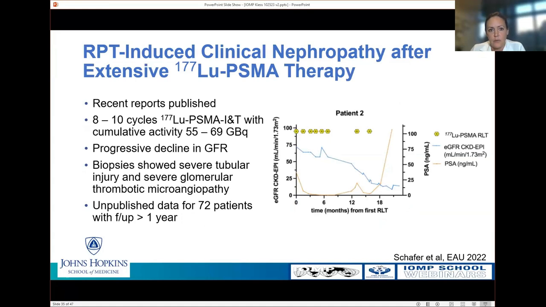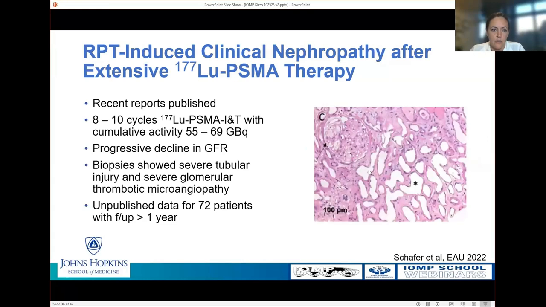There's also been several recent reports of radiation-induced clinical nephropathy after extensive lutetium PSMA therapy. So in patients that got more than 6 cycles of lutetium PSMA, if you follow long-term, some of them develop tubular injury and glomerular microangiopathy. So this is an example recently published of a patient with the progressive decline in the glomerular filtration rate, and these are the doses of lutetium PSMA radioligand therapy, and several patients had biopsies that demonstrated specific radiation nephropathy that would be correlated with PSMA therapy. And there is a pending publication from this group with 72 patients with follow-up greater than 1 year.